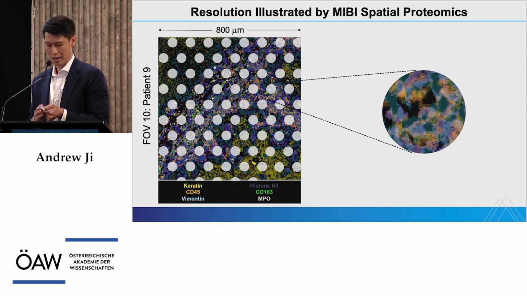And the other thing that may be underappreciated is the spacing of these spots leaves all these gaps in the tissue. And those are essentially unprofiled areas of the tissue and represent really missing pieces of information from your data set.